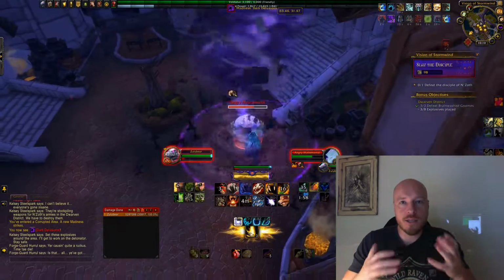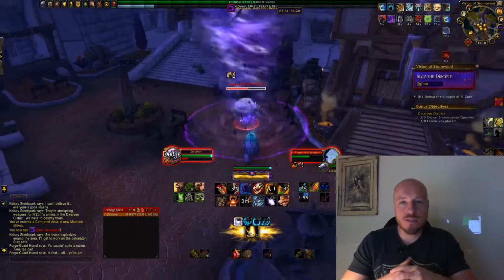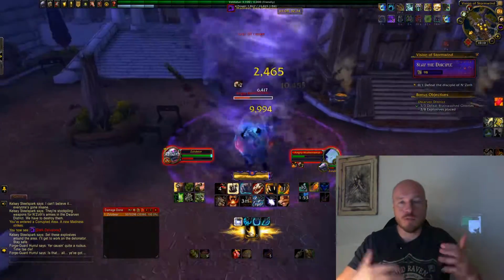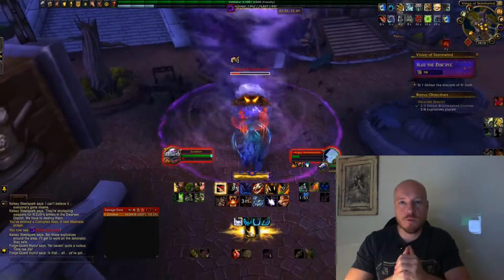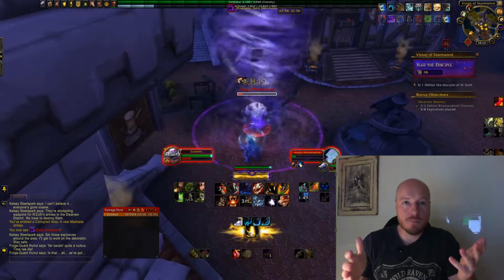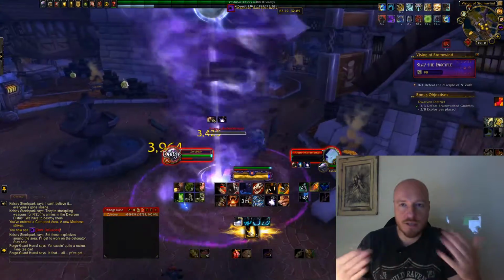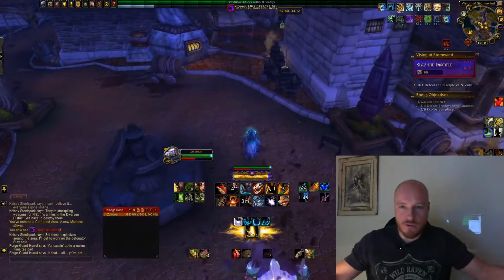Echoing Void is an AoE that doesn't go far. Again, my guess would be 20, maybe 25 yards from the player. It builds up and then it starts collapsing, doing that damage to all enemies around you.